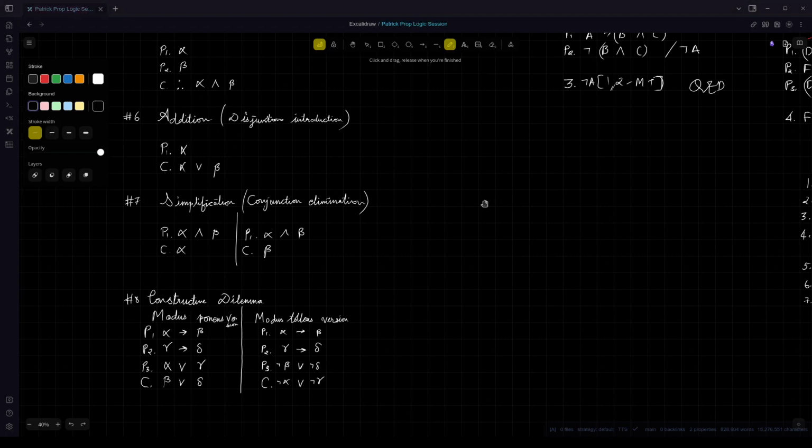It won't be a rule of inference part, but just some more practice and all of that. Sounds good.